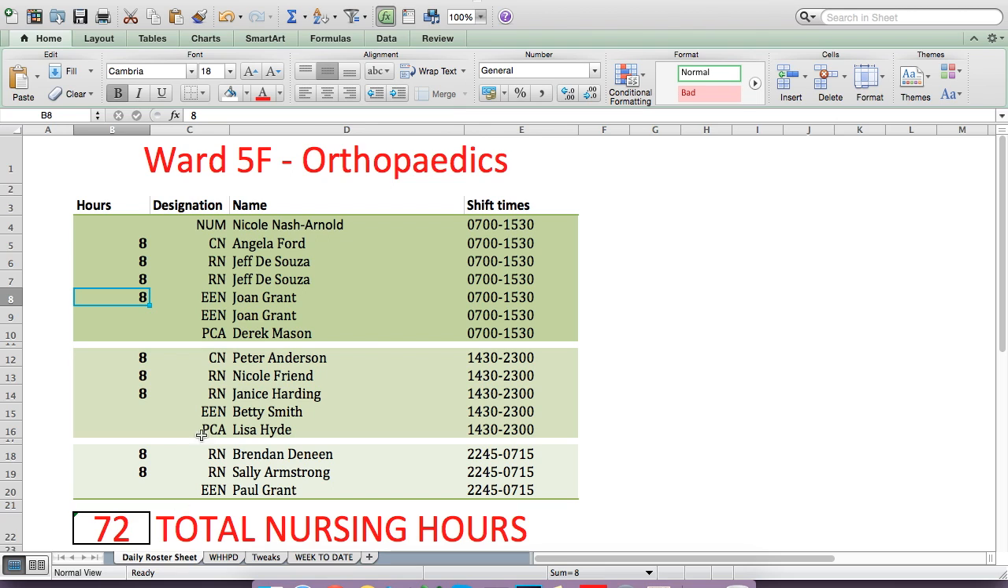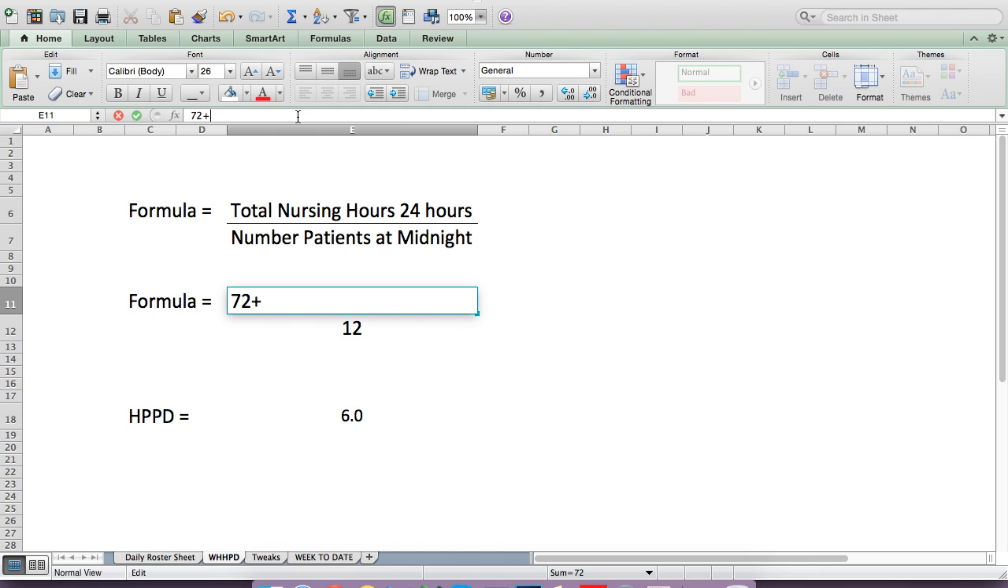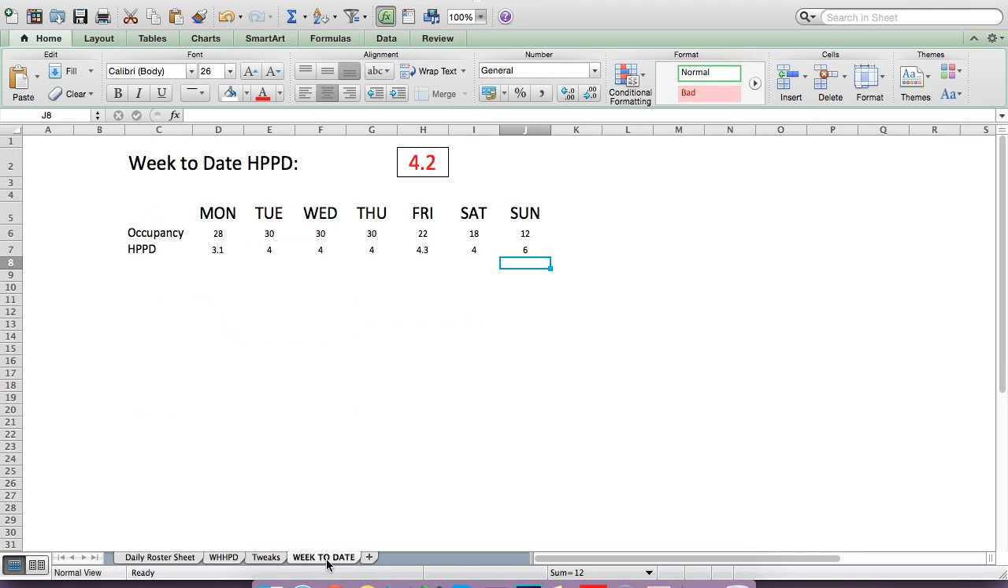Couple of things to watch out for. A lot of organisations, sick leave gets counted in here. So if you have 2 people off sick, then they get counted in this formula, which is kind of annoying. So if you had 2 people off sick, then you actually have to include 16 hours. Oops. That's 88. Now you've got an HPPD of 7.3 for the week. You've blown your hours because 2 people have called in sick.